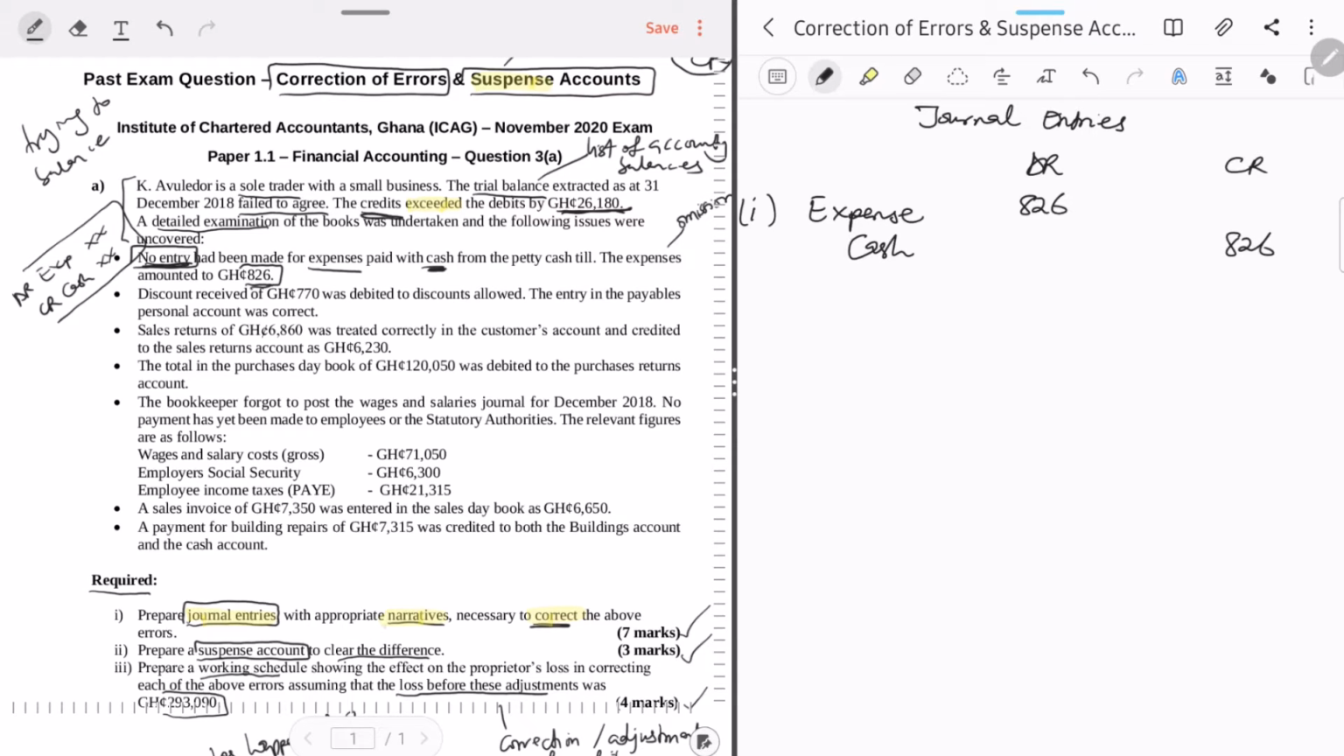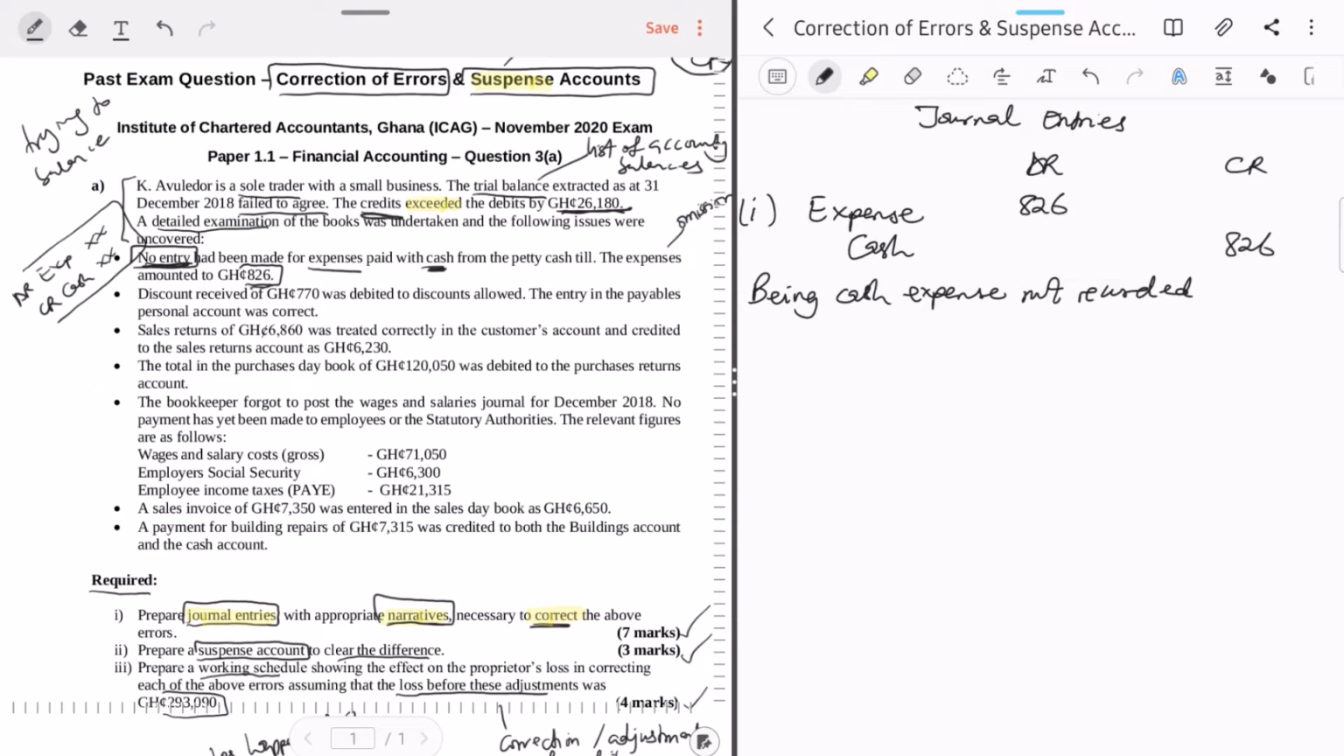Remember they asked us to write narratives. So here you just say what that transaction relates to. So you can just say, usually we start with the word being. So being cash expense not recorded. That is all, you're done. So here you are saying that you are debiting your expense with 826, crediting cash with 826 to record something that they did not do.